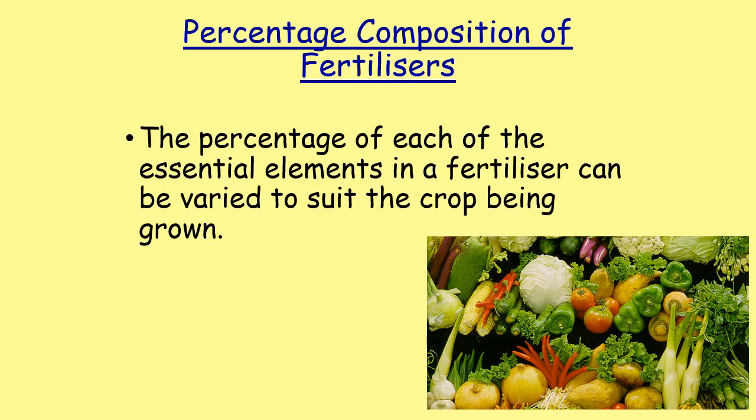Now, the percentage of a particular essential element in a fertilizer can be varied. And the reason you would want some variation is because different plants will need different amounts of each essential mineral. So some plants might need more nitrogen than others, some might need more phosphorus. So it's necessary to have a whole range of fertilizers that come with different percentage compositions of each of the different elements.